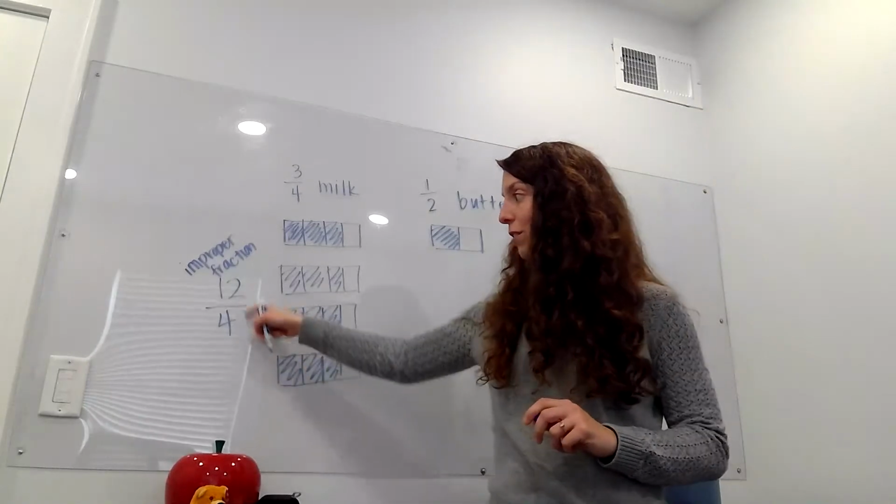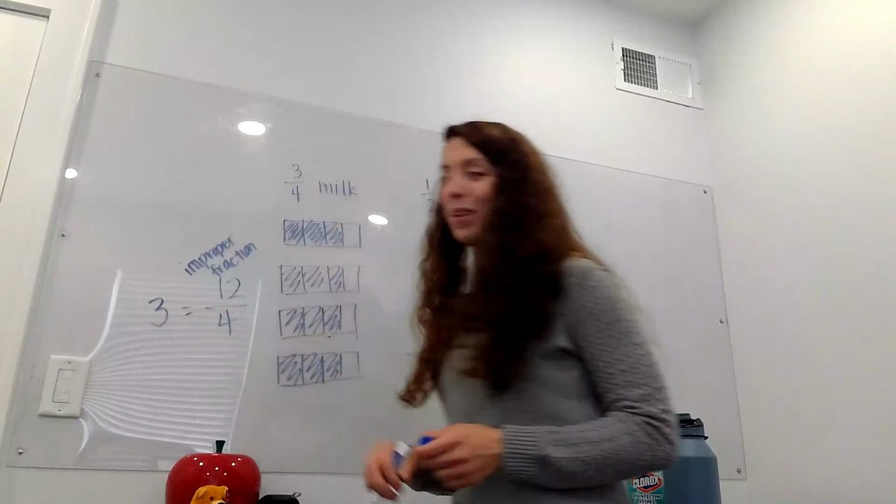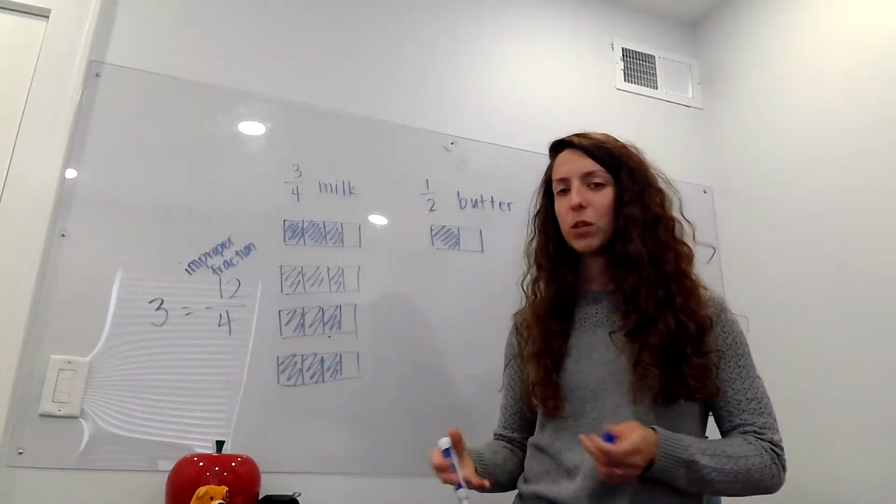Some of you know that 12 divided by 4, we can just divide them, equals 3. But that's kind of a tricky thing, and let's actually visualize it. So here's what I think about.